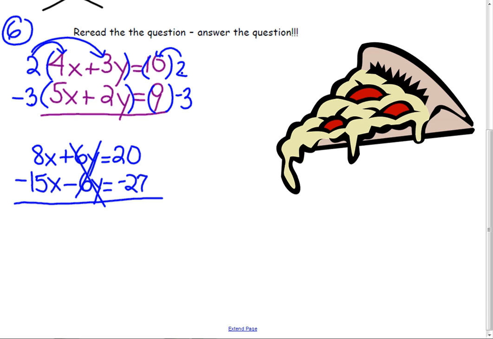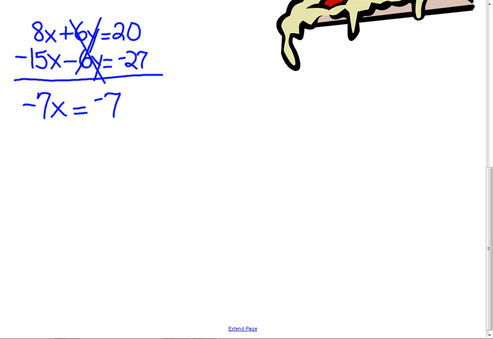And Gabe, what's this going to give me? 8 minus 15. Negative 7x equals, what's that going to give me? Josh, you know? 20 take away 27 is negative 7. What if I got a negative number for an answer? Would that make sense? No. So we'll divide by negative 7.